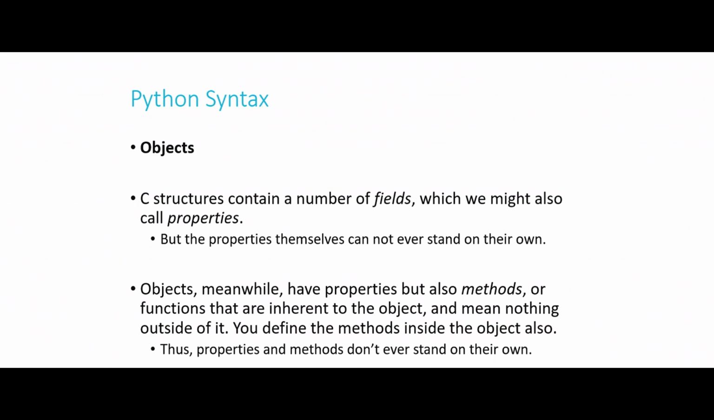But objects, in addition to having properties, also have methods. And you've heard me use that word a couple of times so far in this video. Methods are basically functions that are inherent to what it means to be an object. You can't call that function just out of the blue on anything. You can only call that function on objects of that type, on objects where that function means something. So properties and methods don't ever stand on their own. They're always part of what it means to be an object.